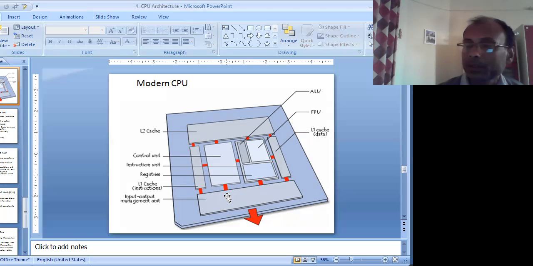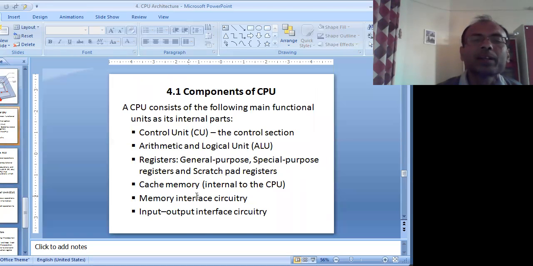the input-output interface circuitry. This memory interface circuitry is for the CPU to communicate with the main memory, because main memory is the memory which a CPU can directly access. So whenever the main memory needs to be accessed by the CPU, it needs the interconnection lines, or better we can say memory interface circuitry.